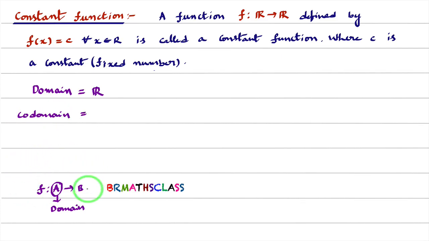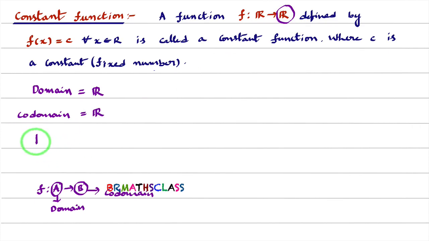In the definition of codomain of a function, we know that if f from A to B is a function, then set B is called the codomain, right? So here f is a function from the set of all real numbers to real numbers. So what is the codomain of this function? The codomain of this function is all real numbers. So for this, the codomain is the set of all real numbers.